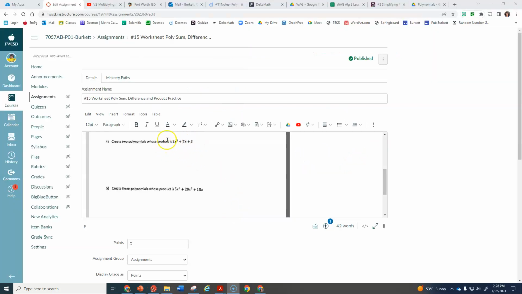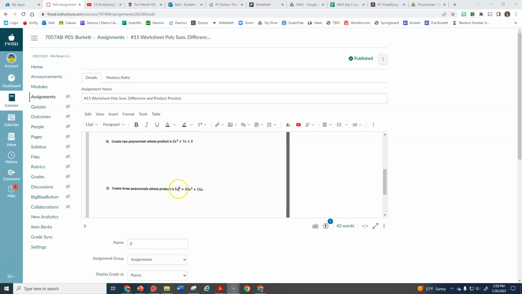So I'll give you a hint. If they want you to create two polynomials whose product is this, then that means that there are two things that you can multiply together to give you this. If there's two things that you can multiply together to give you this 2x squared plus 7x plus 3, that means you can unmultiply it, which is another way of saying factor it. So this is a factorable quadratic. Use your AC method and get that one factored.